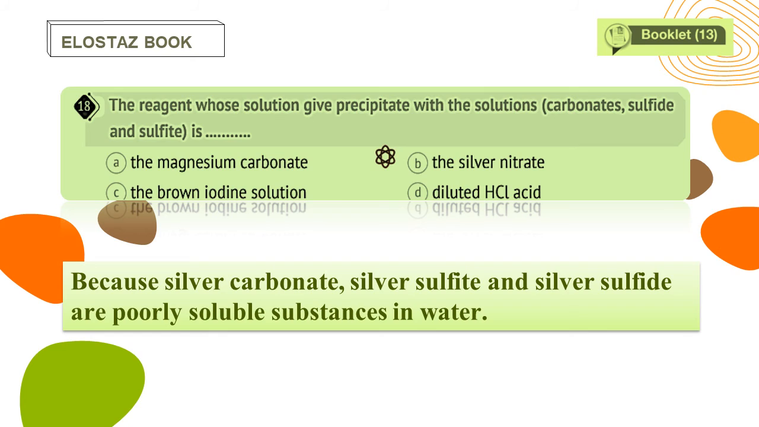As all of them are poorly soluble in water, here the silver nitrate will give precipitate with the solution of them. Okay, so the reagent used to give precipitate with all of these, the stronger reagent, is silver nitrate. Okay, let's go to question 19.